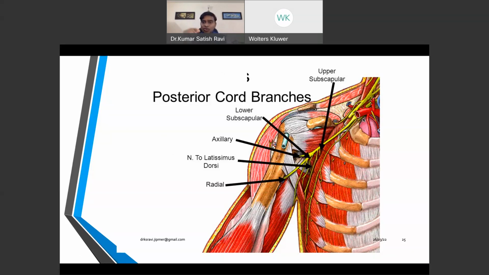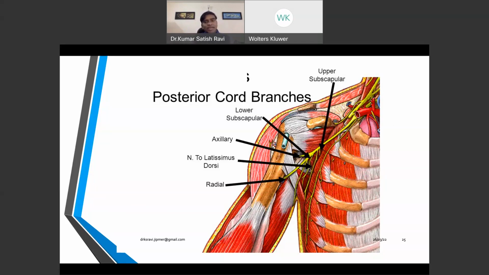Then coming to the thoracodorsal nerve, which is quite long, this thoracodorsal nerve, or you say the nerve to latissimus dorsi, is a branch from the posterior cord of the brachial plexus. It is present between the upper and the lower subscapular nerve, and it carries the fibers of C6, C7, C8.